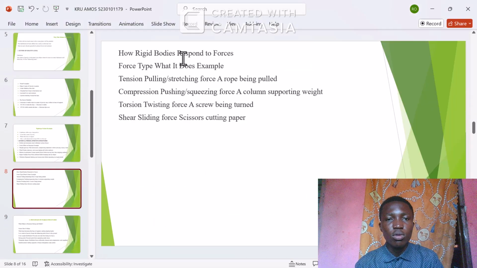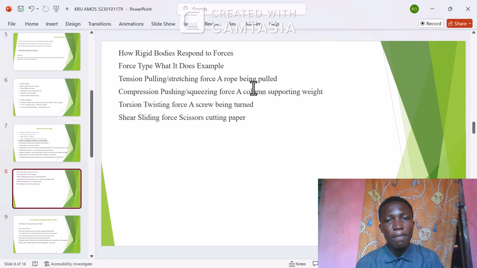How rigid bodies respond to forces. Force type and what it does. Example: tension, pulling or stretching forces, like a rope being pulled.